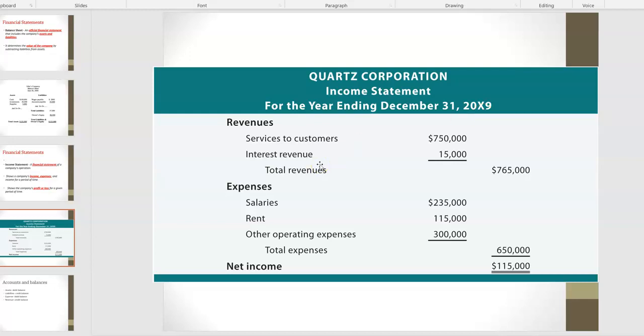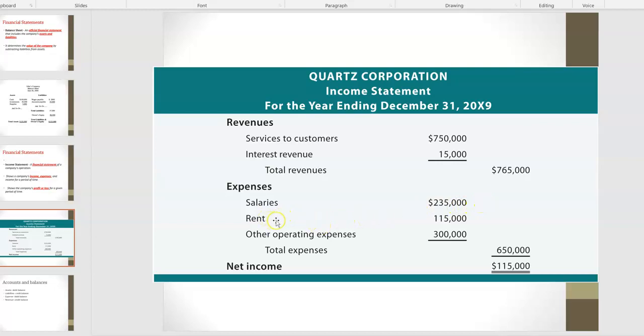However, we all know that in order to make money, sometimes you have to spend money. So here are some of the things that the company had to spend money on during this same year. They had to pay the workers. So this is the salary. So they had salaries expenses of $235,000.